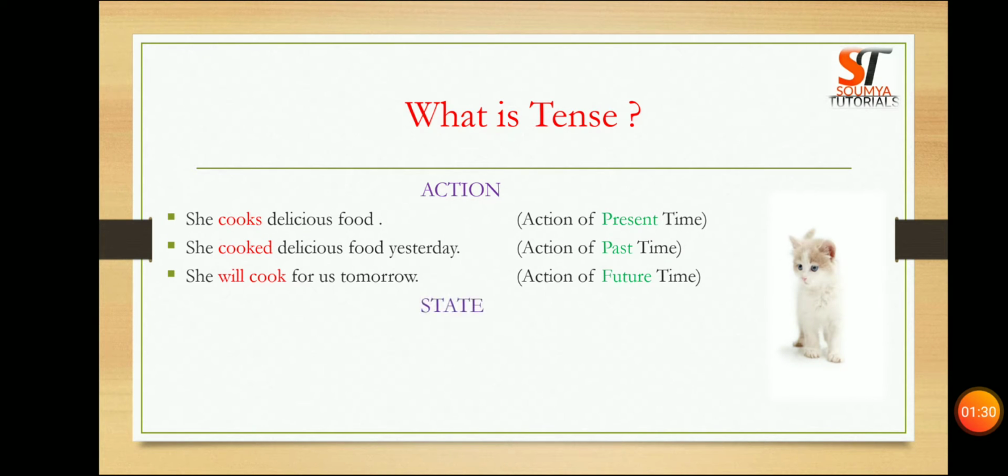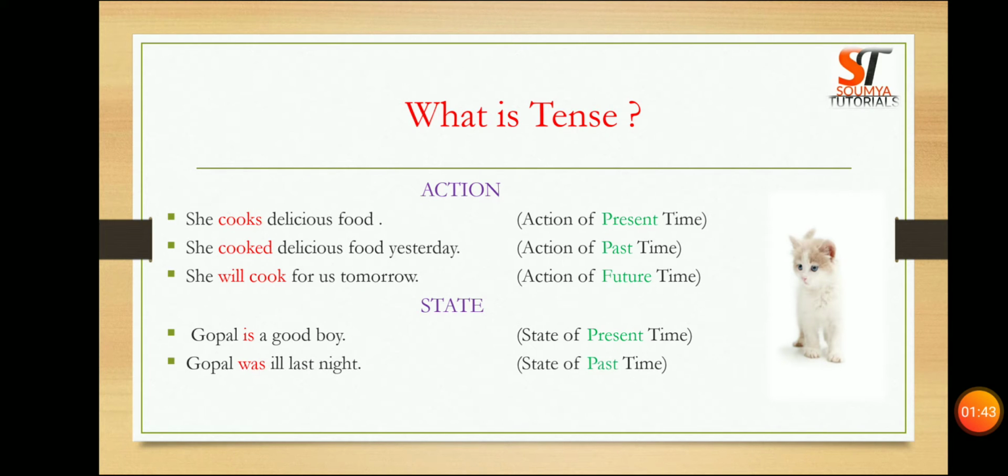Similarly, when it indicates the state, for example, Gopal is a good boy. In this sentence, is indicates the state or condition of the present time. Gopal was ill last night. Here, in this sentence, was indicates the state of past time. Again, Gopal will be happy to see his old friends. In this sentence, will be represents the state of future time.